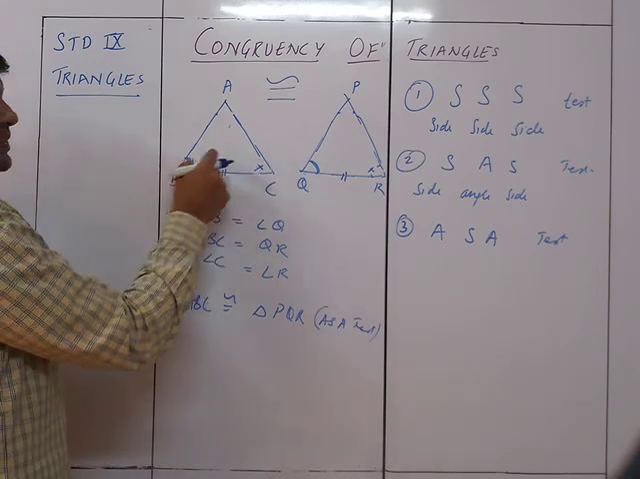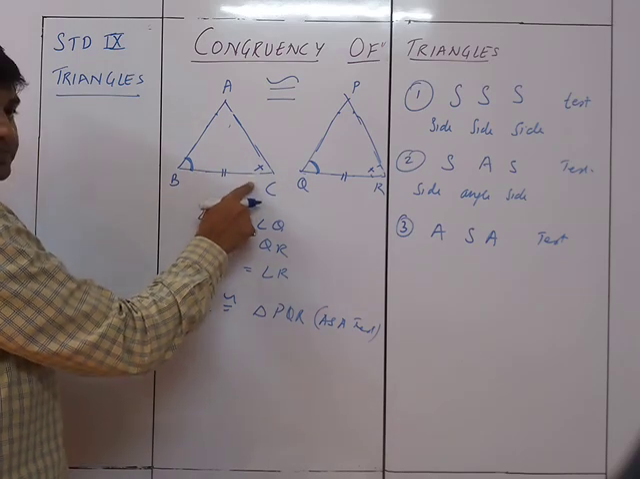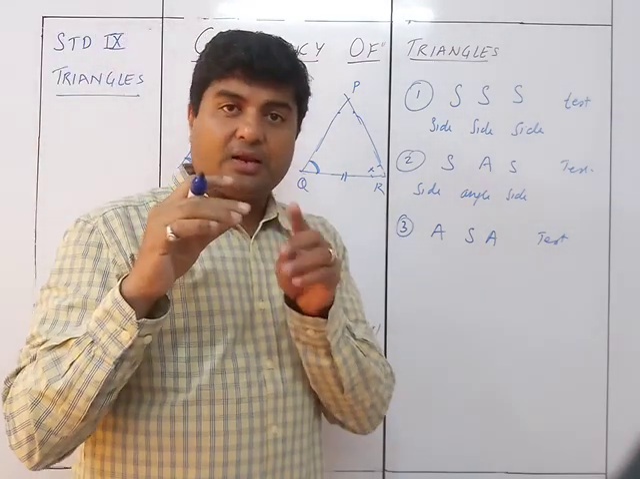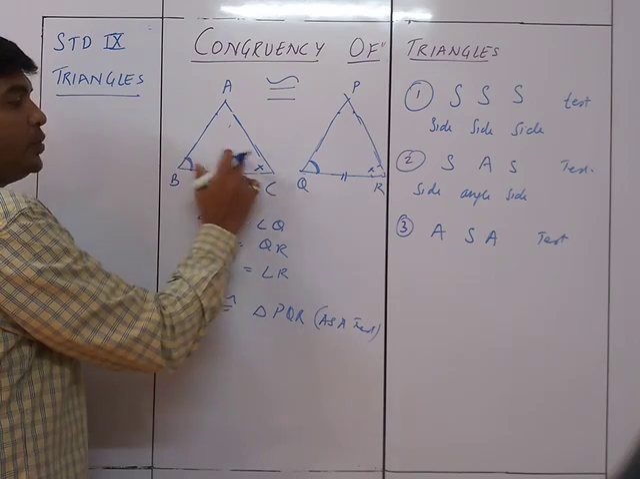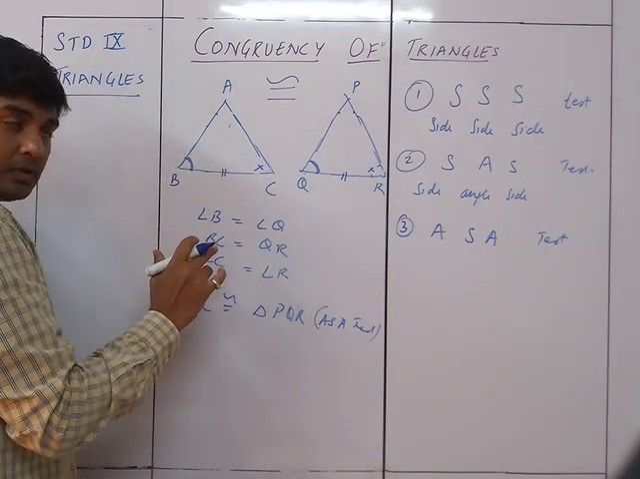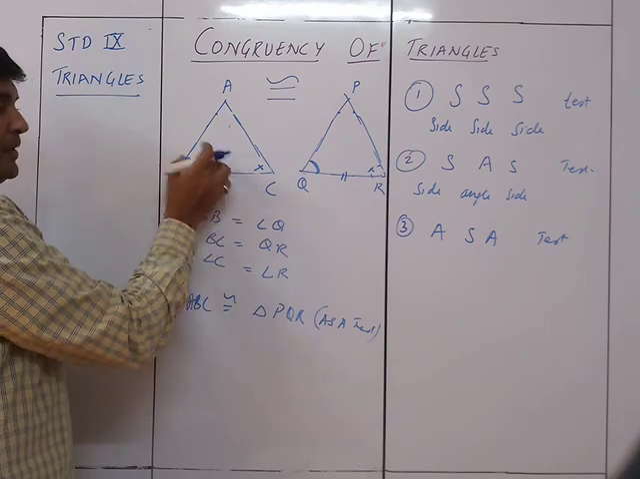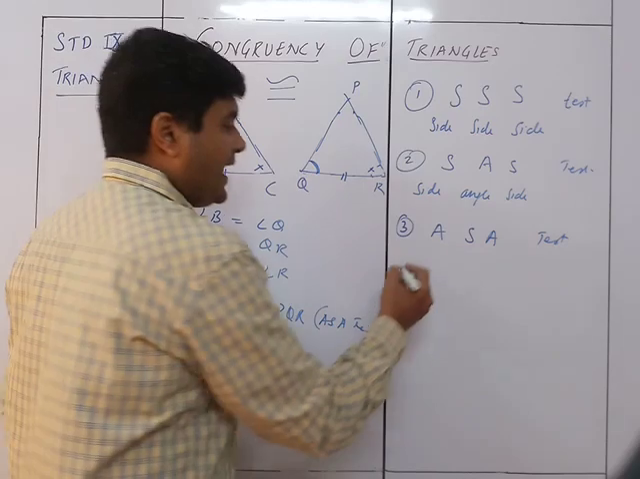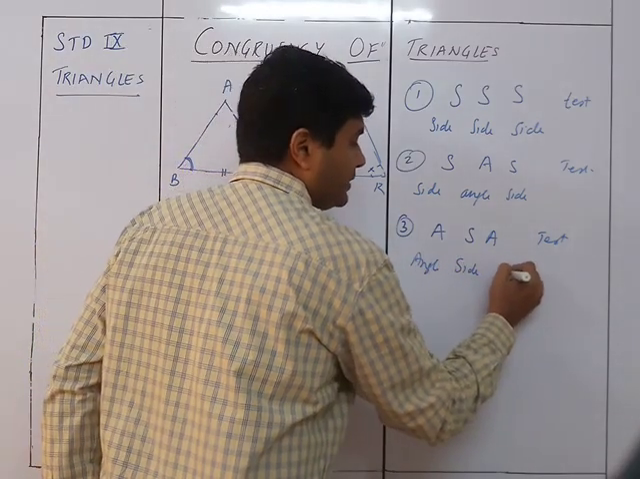Angle, side, angle. That means two angles and the included side. In the same way as in side, angle, side, where the angle was the included angle between the sides, over here it is the side between the two angles. The two angles and the included side, which is common between the two angles. So that is angle, side, angle.